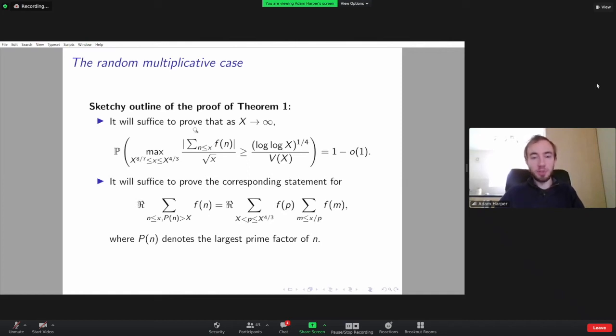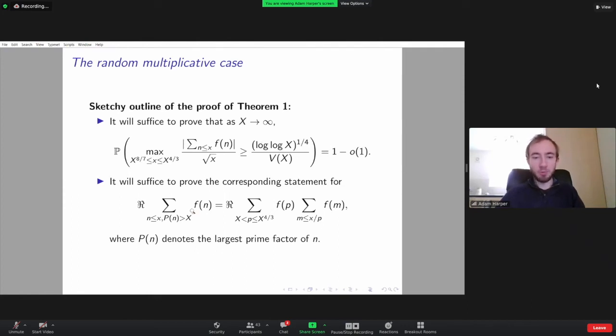So as before, it will suffice, I claim, to prove theorem 1, the lower bound for the sums of a random multiplicative function, to show that if you look at the maximum of these partial sums, scaled by root x, over some big interval, let's say between capital X to the 8/7 and capital X to the 4/3, this will be bigger than log x to 1/4 over v of x, with probability tending to 1. So we don't have root 2 log x here anymore. We have the thing that we're shooting for in theorem 1, log x to 1/4 divided by this function v that's tending to infinity. But apart from that, this is exactly the same as the start of the proof that I showed you for the law of the iterated logarithm. And the reason this suffices is exactly the same as in that case, by the first Borel-Cantelli lemma.